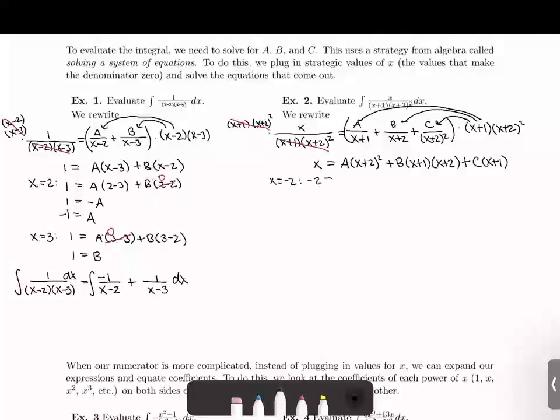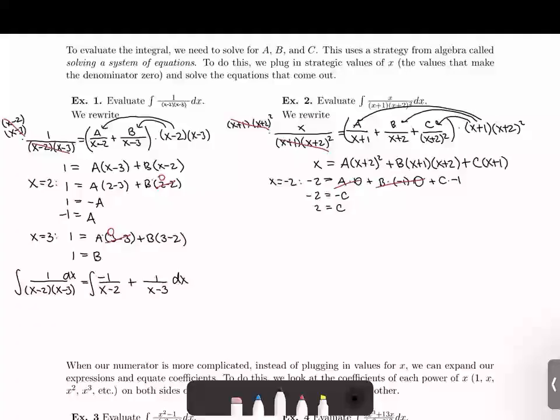So now our equation is going to be -2 equals a times 0, because when we plug in -2, x plus 2 becomes 0, plus b times -1 times 0, because x is -2 so x plus 1 is -1, and -2 plus 2 is 0, and then plus c times -1. So we see that those first two terms are going to cancel. So we're just going to have -2 equals -c, and dividing both sides by -1 lets us solve this.